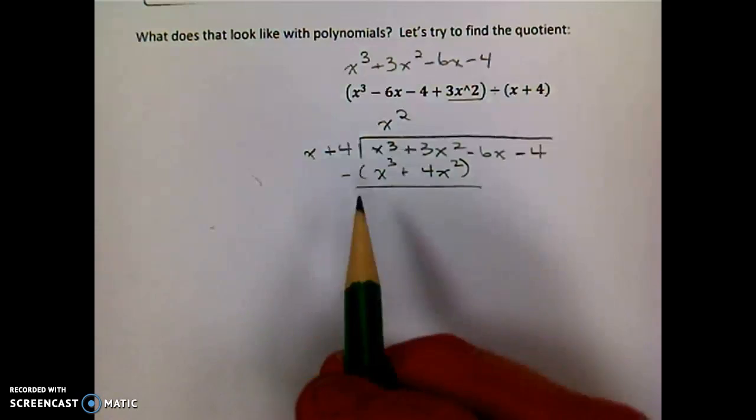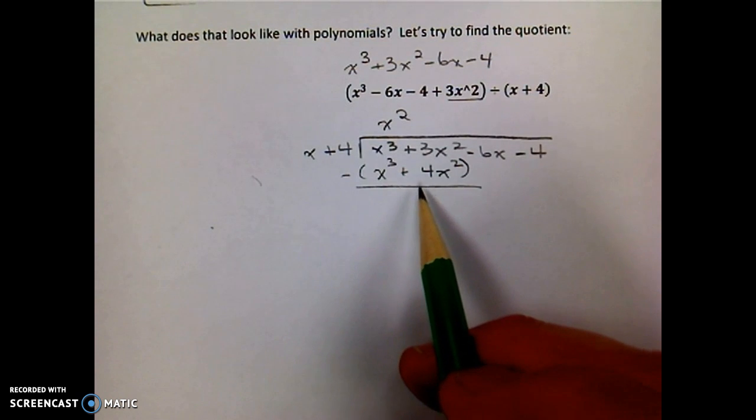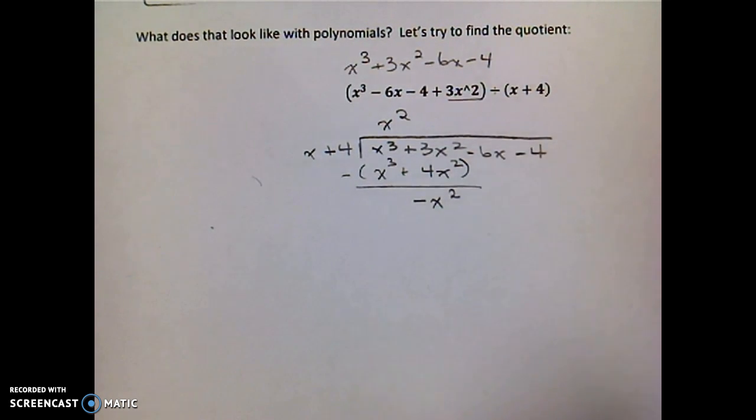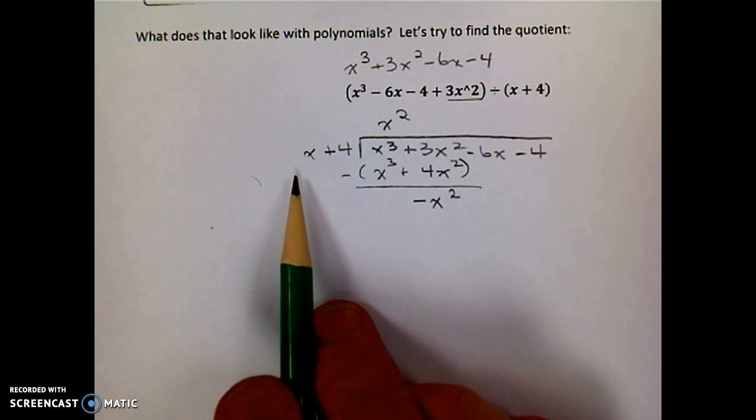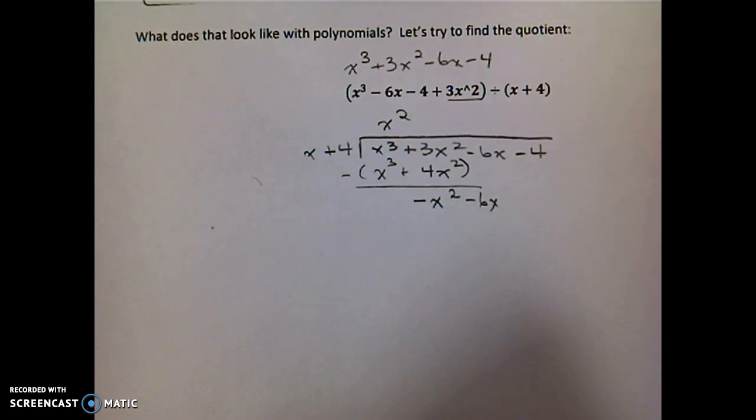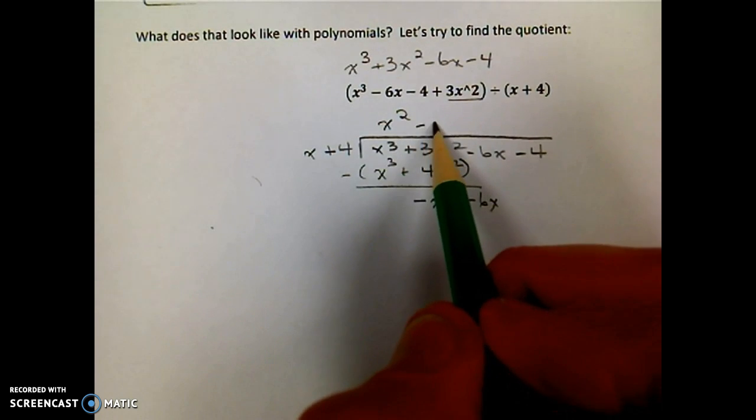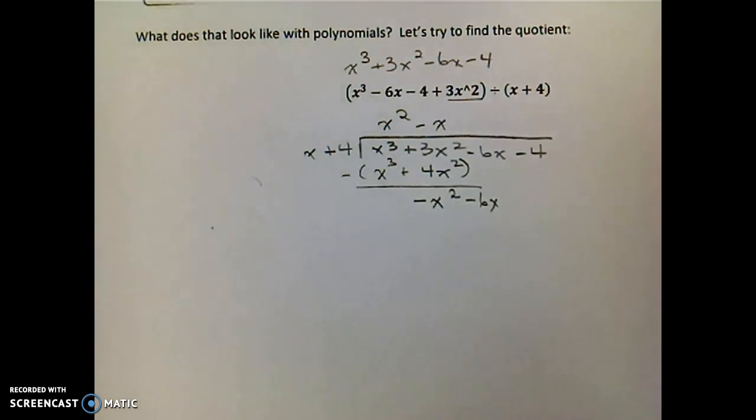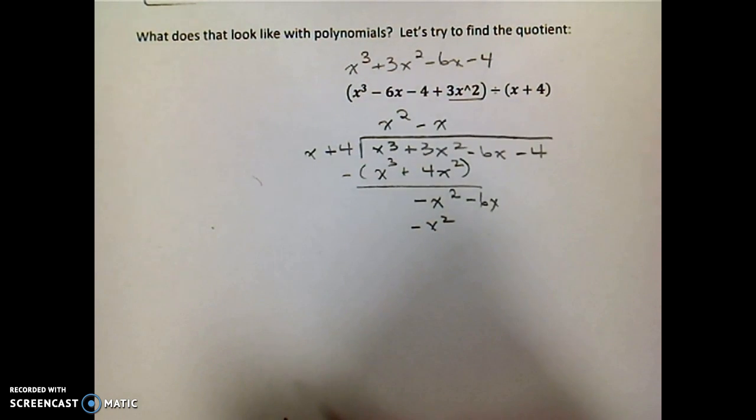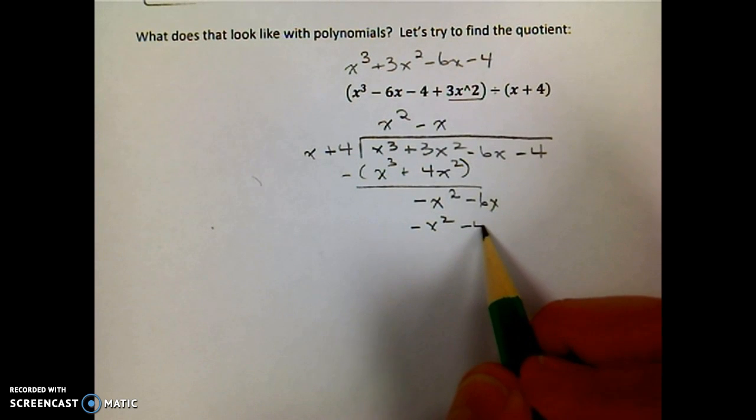X to the 3rd minus x to the 3rd, well, those are going to cancel, they're opposites. 3x squared minus 4x squared is negative x squared. Great, now let's repeat the process. Bring down my next term, which is minus 6x. X into negative x squared, well, that's negative x. Now multiply. Negative x times 4, negative 4x.